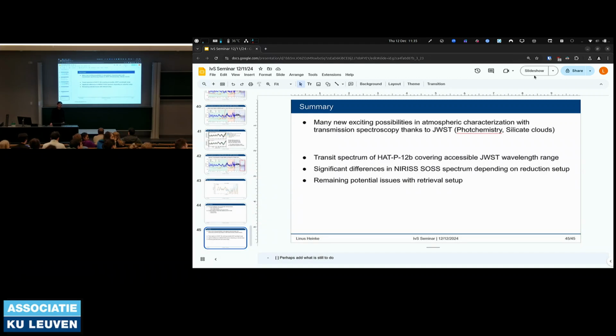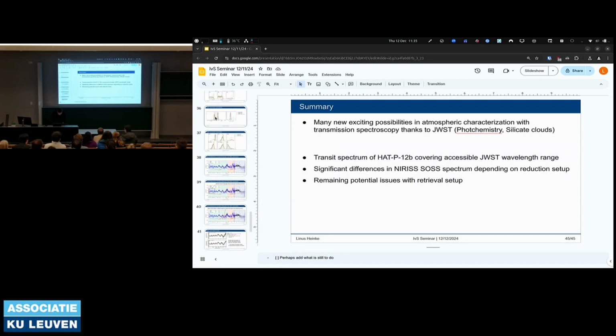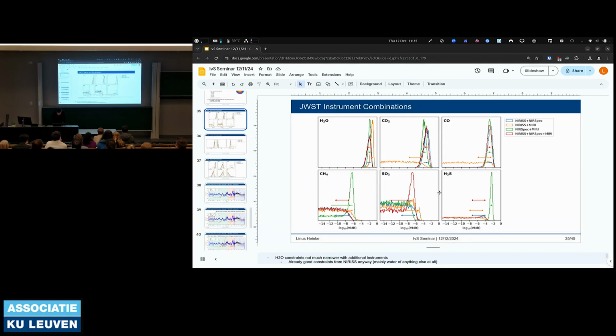Can you go to page 35? Page 35. Because I'm not so sure whether I understand fully this type of plot, what is in the y-axis and what is in the x-axis?